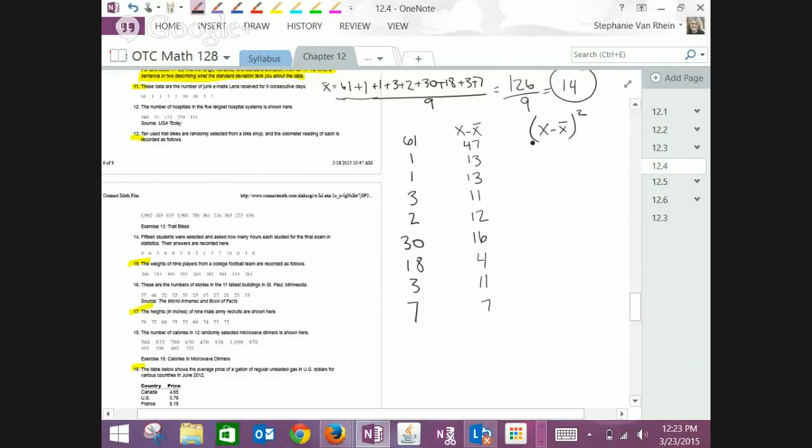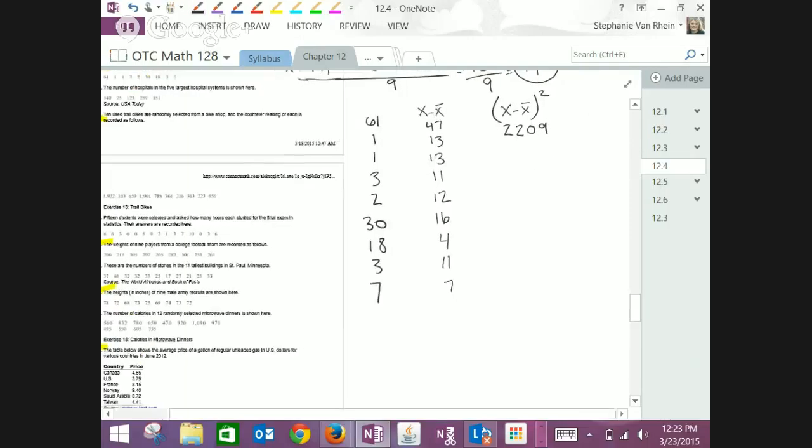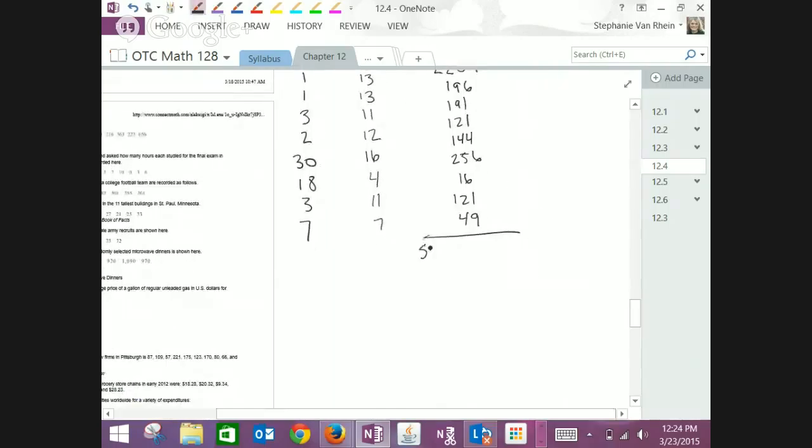So what's 47 squared? 2,209. 13 squared? 169. 11 squared? 12 squared? 16 squared? 4 squared? 11 squared? 7 squared? 49. Do you guys see where that's coming from? So now I take the sum.